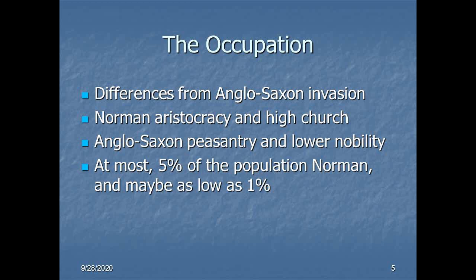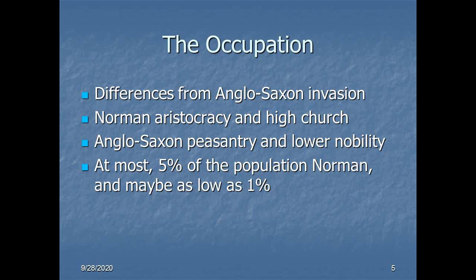In fact, at most, there were probably about 5% of the population in England in the centuries following the conquest who were Norman, and maybe as few as 1%. The vast majority of the population of England remained English. And this includes lower nobility as well.